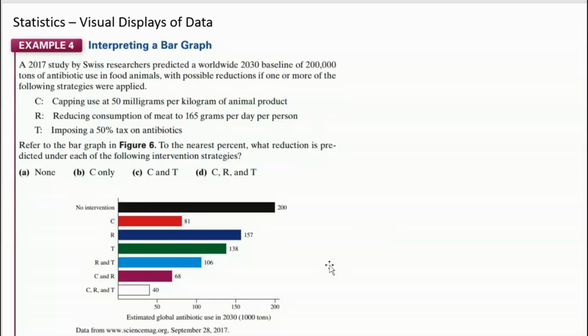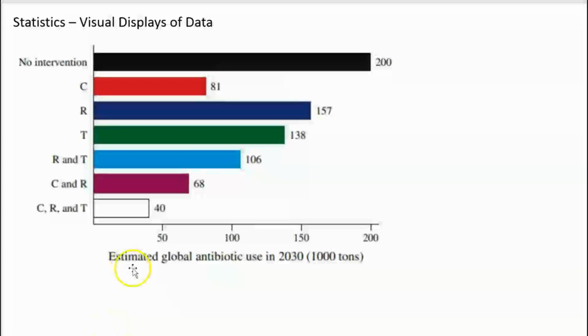Okay, so the first question says, refer to the bar graph, to the nearest percent, what reduction is predicted under each of the following intervention strategies. So what reduction? This is the usage. Notice at the bottom, again I'll make it big, estimated global antibiotic use. So how much reduction would we have? Well, none, right? It goes right up to 200,000. How could you calculate that on paper?